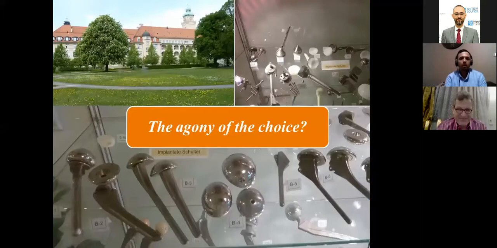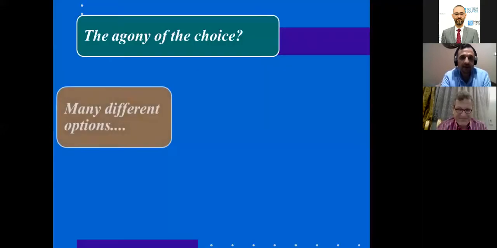So we have the agony of choice. This is a photo from the Museum of Schoen Clinic in Munich. As we see, there are many options of prosthesis. The agony of choice, we have many different options.